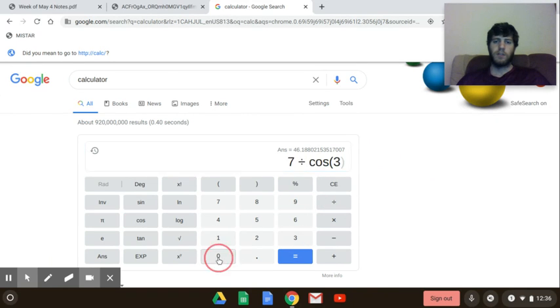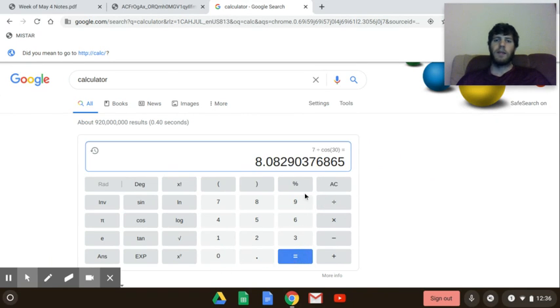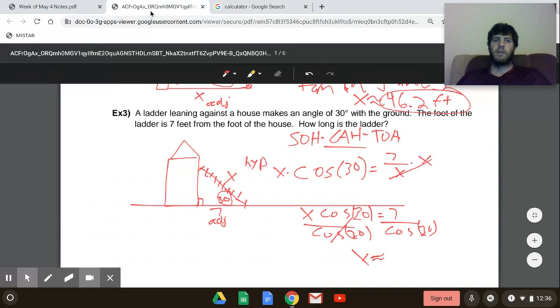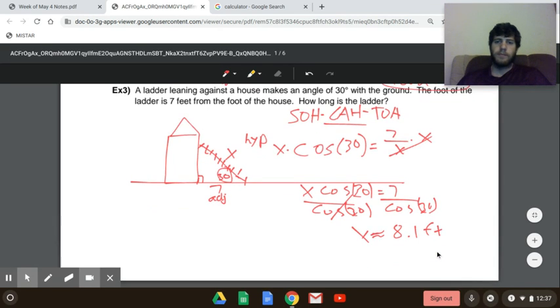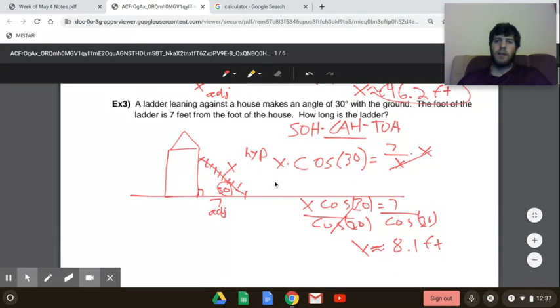Make sure you're in degrees, and we get 8.1. So it's going to be approximately 8.1 feet. That's not the biggest ladder in the world, but it's not the smallest either. So the length of that ladder is 8.1 feet.